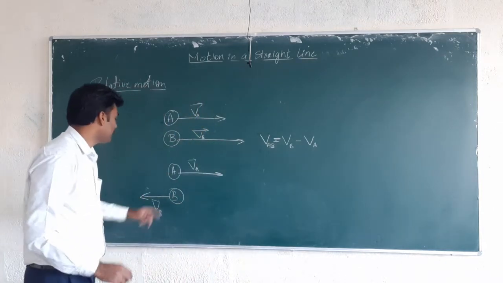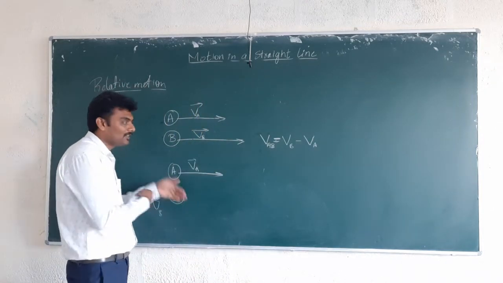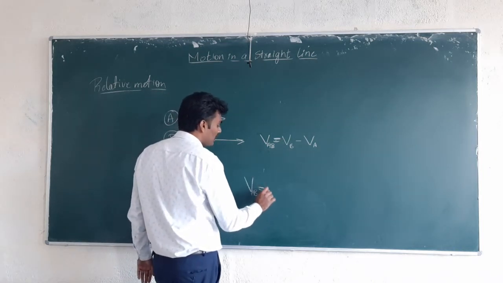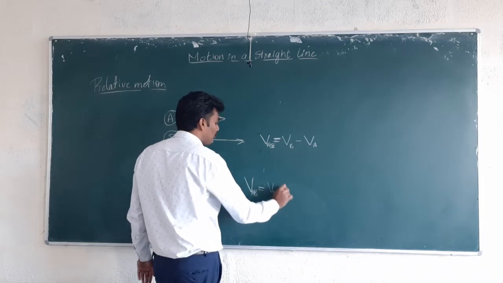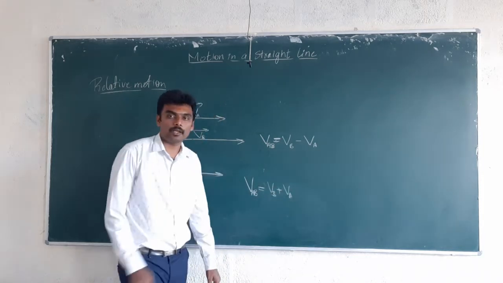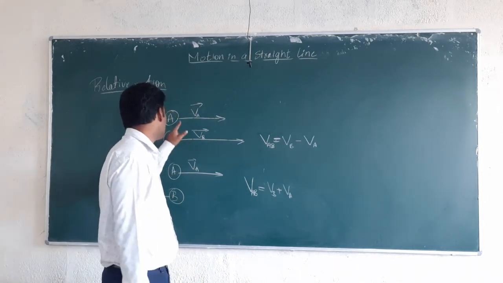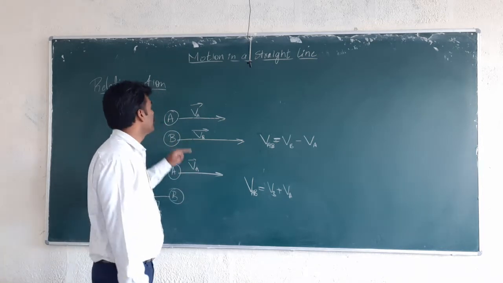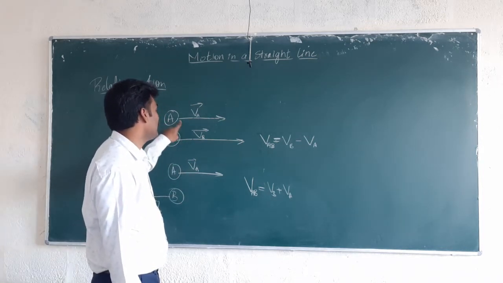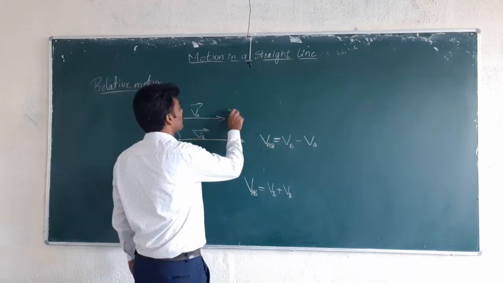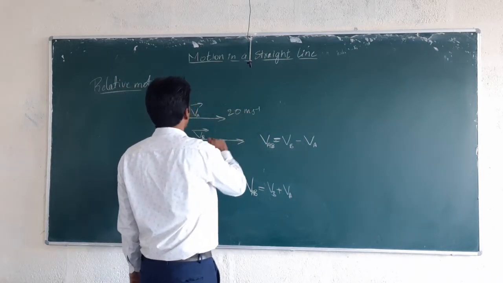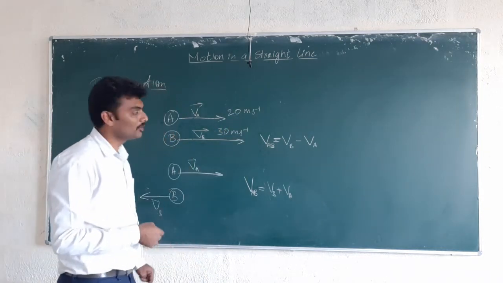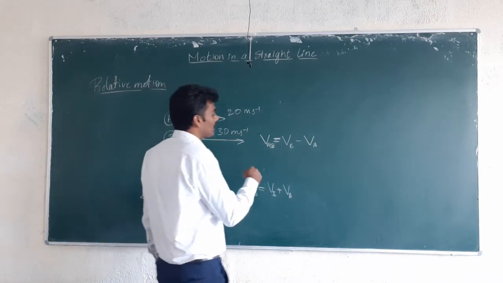So if we have two bodies moving exactly in the opposite direction, then the relative velocity will be VAB is equal to VB plus VA. Okay, got it. Right. Coming to this situation, if we take an example, say the body A is moving with 20 meter per second and body B is moving with 30 meter per second, then the relative velocity between them will be Vb minus Va.